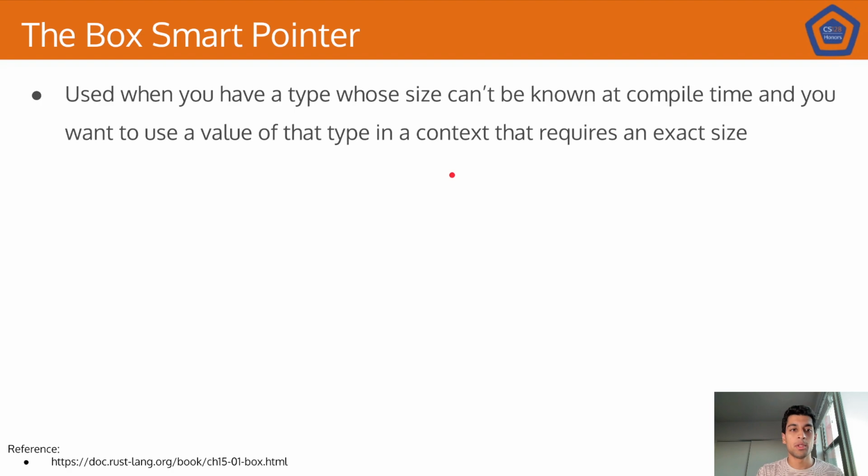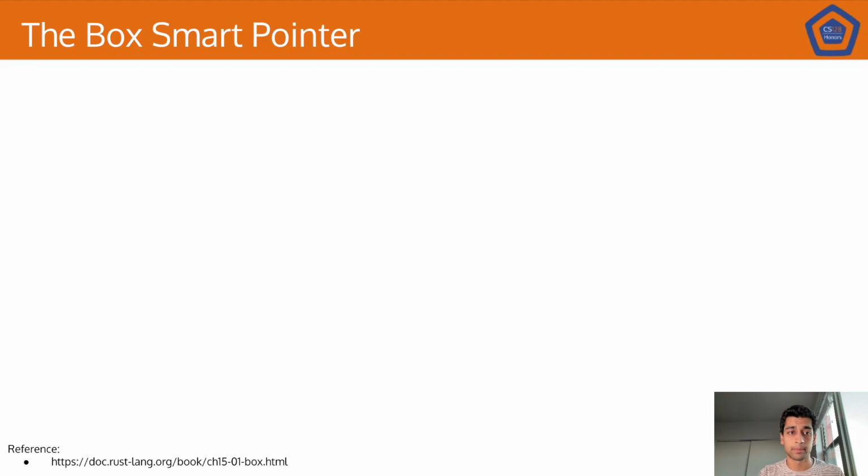So when do we use boxes? We'll use boxes when we have some type whose size cannot be known at compile time. What exactly does this mean? Well, if we have some type of recursive type, a type within a type, say a linked list, you can use a box to wrap around that and give you an exact compile time size. We'll show you an error in just a little bit that points out what exactly this means.